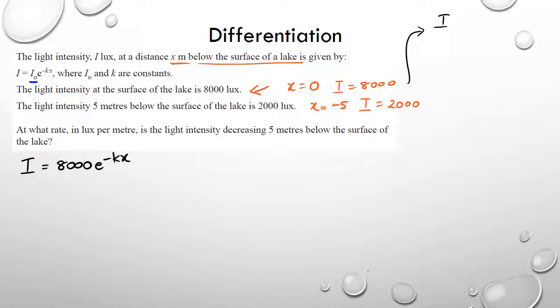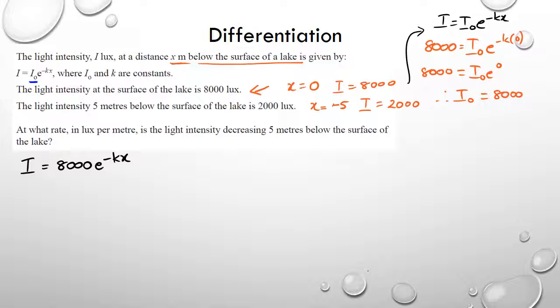So the equation is I is equal to I naught e to the power of negative kx. Now we know that when x equals 0, I is equal to 8,000. So I can say that 8,000 equals I naught e to the power of negative k times 0. Now e to the power of negative k times 0 will become just e to the power of 0, and e to the power of 0 equals 1. Therefore, we can say I naught equals 8,000. Well, you don't need to show that. If you understand, you can just put it straight in this equation like this.